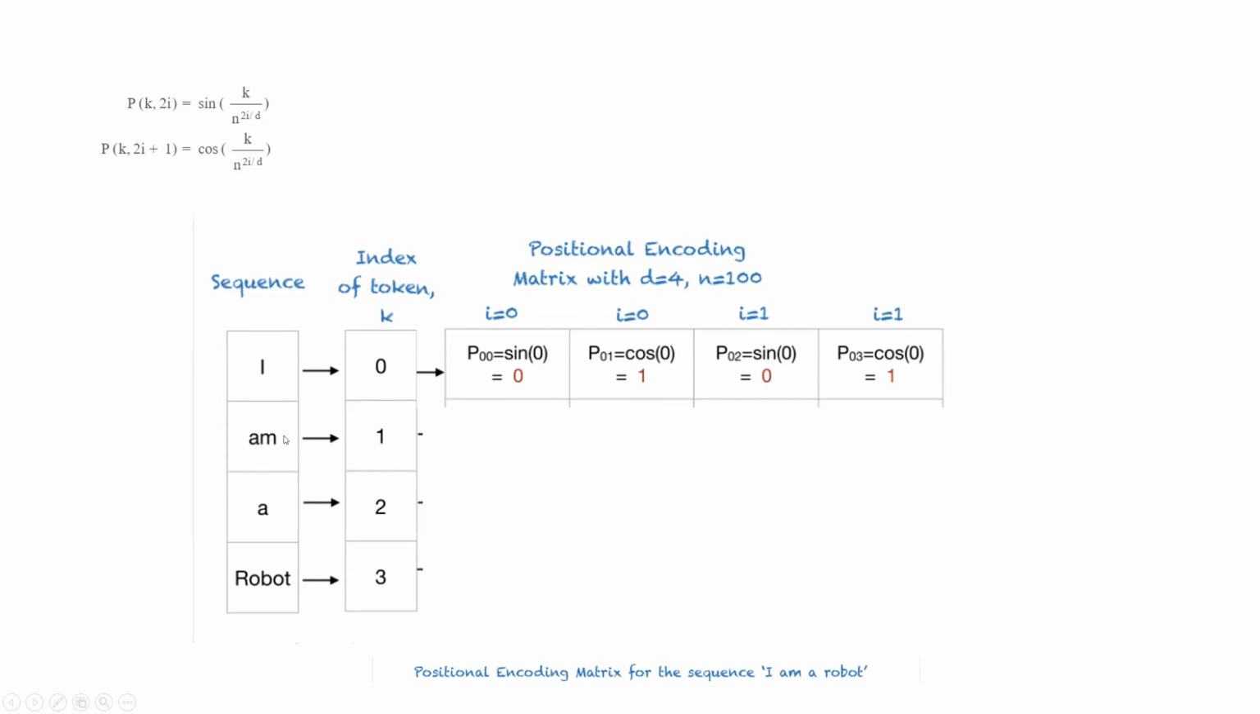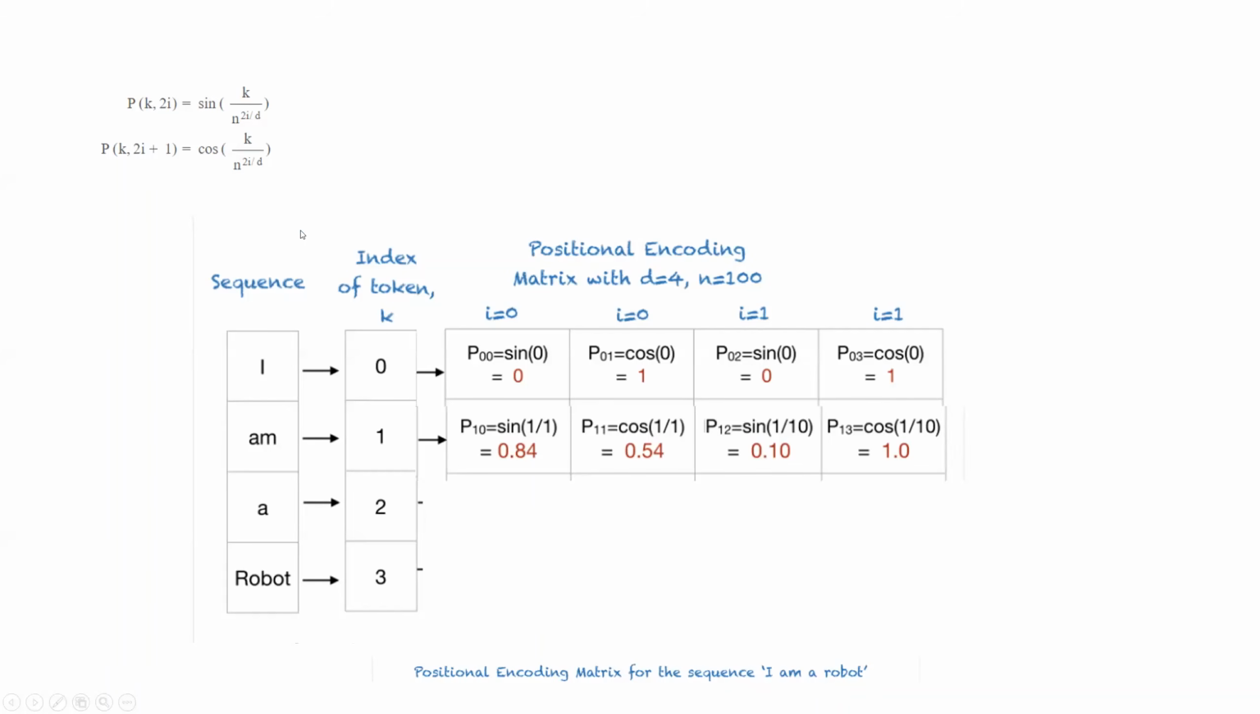Now let's look at the position encoding of "am". Here k is 1. So we have i is 0, therefore this whole exponent thing is 0, so the denominator becomes 1. This is sine of 1 upon 1 and cosine of 1 upon 1. Sine of 1 is 0.84, cosine of 1 is 0.54. So that's easy. Now here we will have i equal to 1.